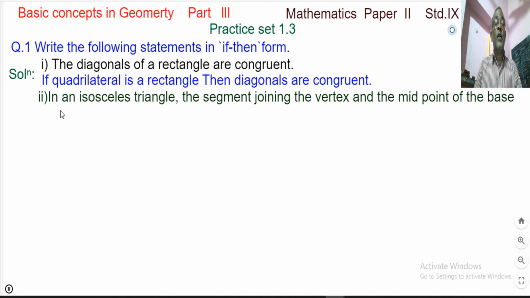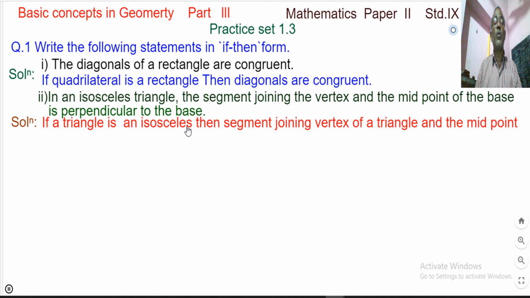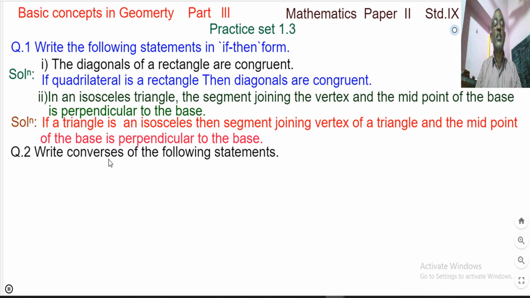Next, in isosceles triangle, the segment joining the vertex and the midpoint of the base is perpendicular to the base. Solution, if a triangle is an isosceles, then segment joining vertex of the triangle and the midpoint of the base is perpendicular to the base.